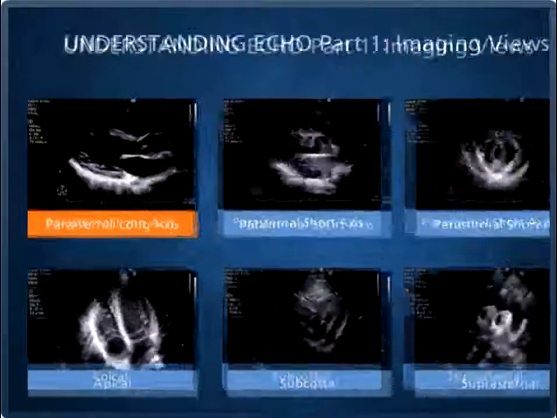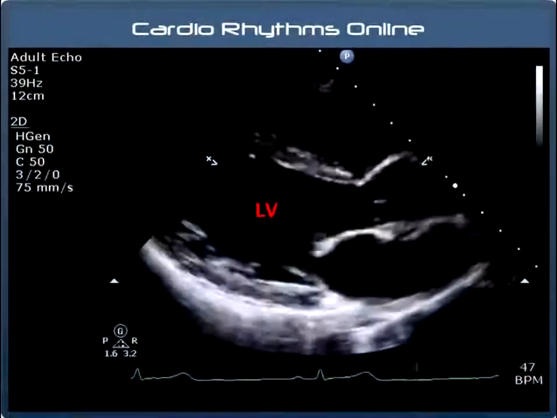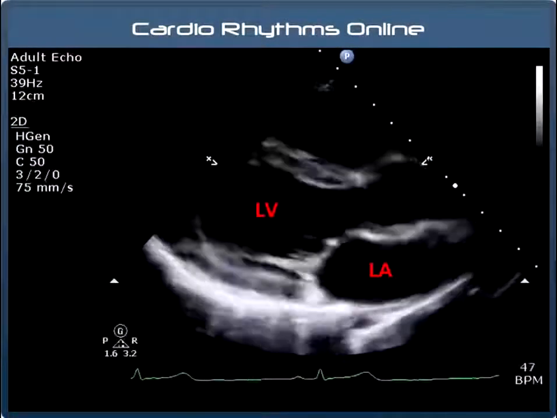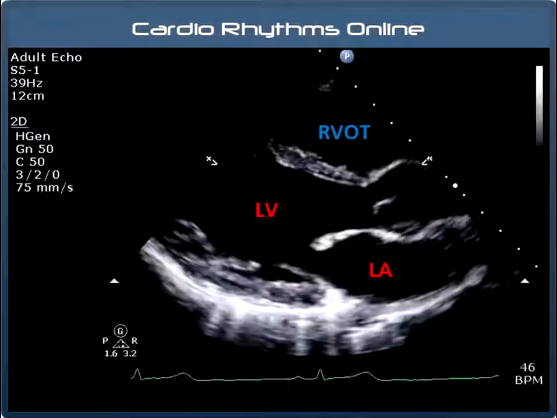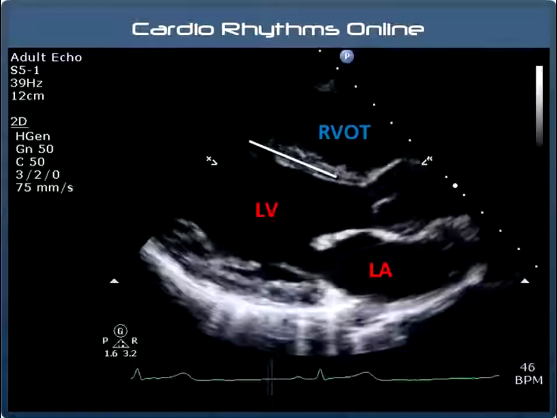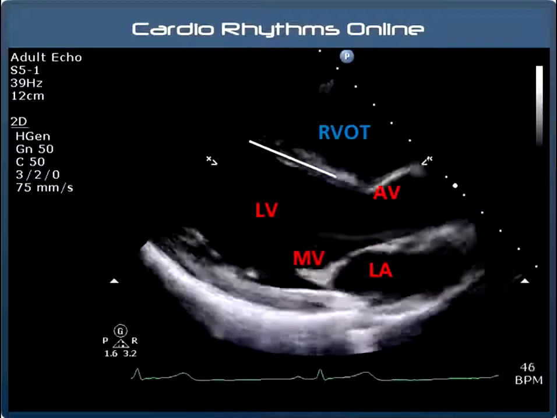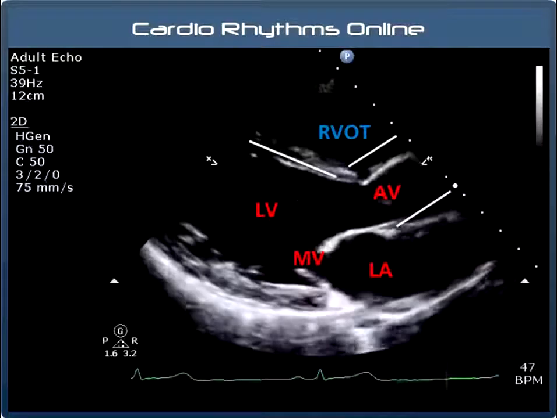If you've never seen an echo before, the parasternal views are probably the hardest to get your head around. The probe is placed around the V2, V3 position and the beam slices through the heart long ways. In this view we can visualise the left ventricle, the left atrium, the right ventricle and the septum. We see only two valves in this view, the mitral valve and the aortic valve. Here we can also see the aortic root.